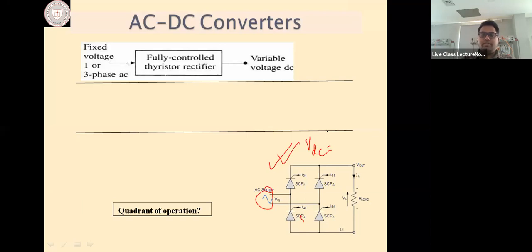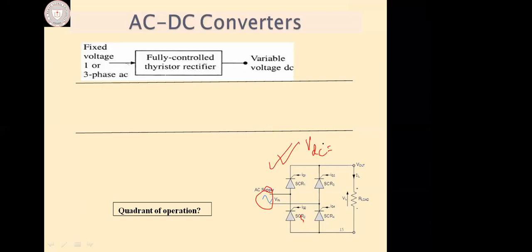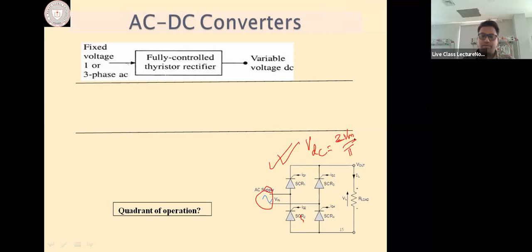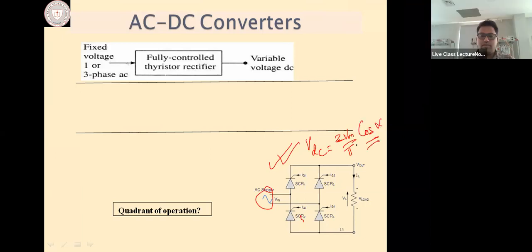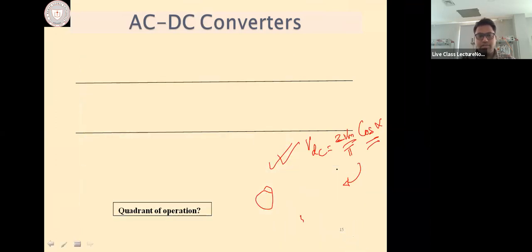Yeah, can anyone tell me? 2 Vm upon pi. But where is the control parameter? How will you control the DC voltage? Cos alpha. Yes, cos alpha, right? So by changing the alpha, you can change the DC voltage, right?